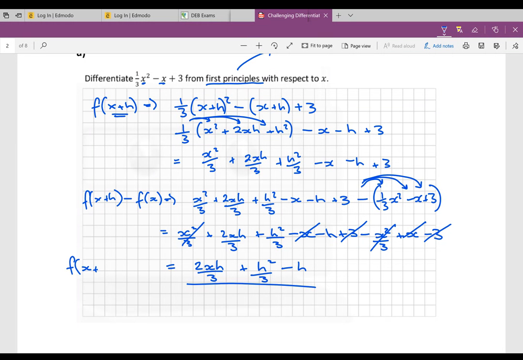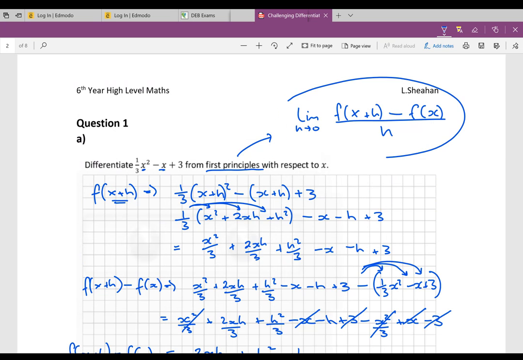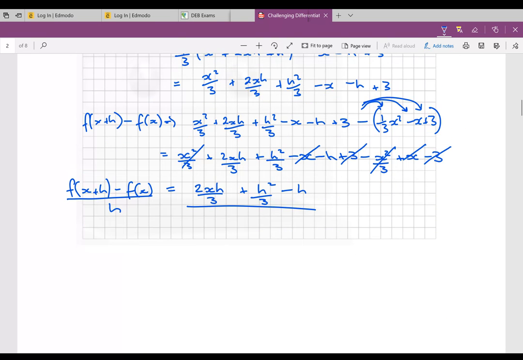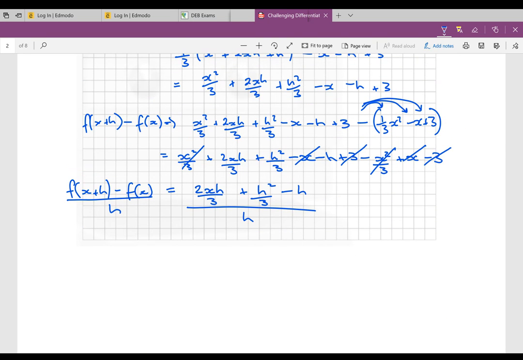Okay, and at this point, I'm bringing in my over h. Remember that this is ultimately what I want to achieve. Okay, so the first thing I'm going to do is factorize out the h on the top line because it's a common term, and this should always happen.